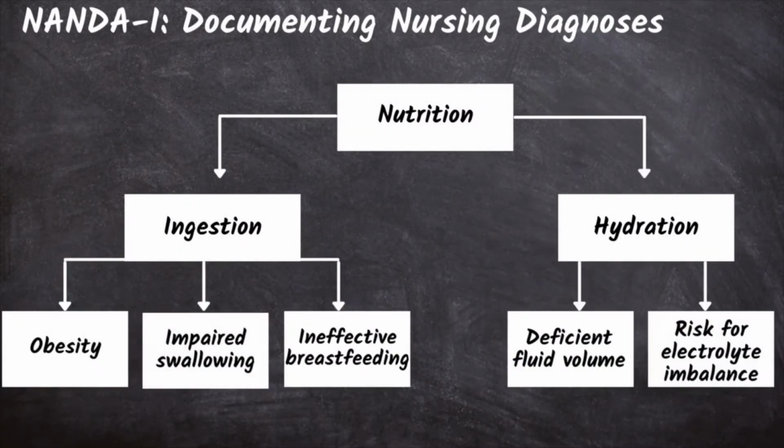In this example, nutrition represents the domain in which there are classes of diagnostic labels. All the diagnostic labels in the ingestion class represents diagnoses that can be written for patients with problems with ingestion. Likewise, the diagnostic labels in the hydration class represents diagnoses that can be written for patients with problems with hydration. This hierarchy exists to provide organization to a comprehensive set of diagnostic labels.